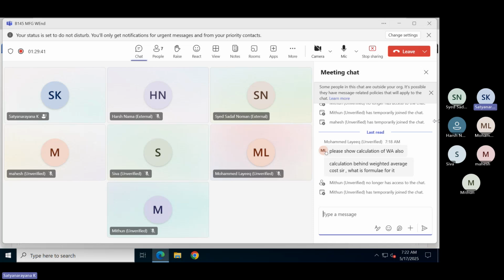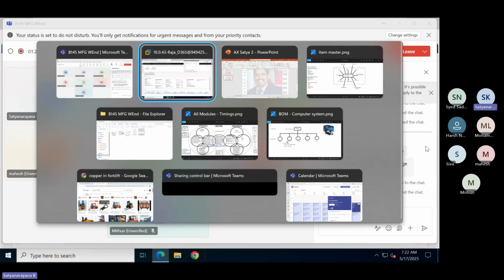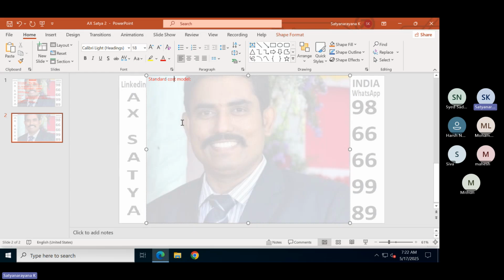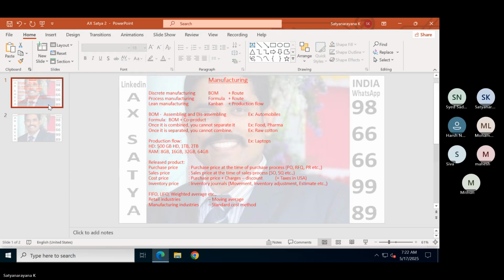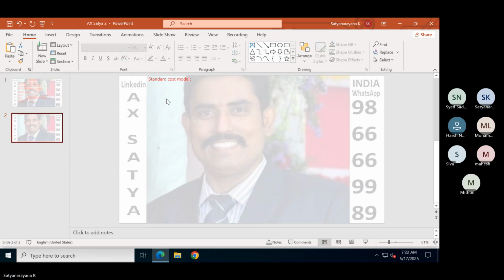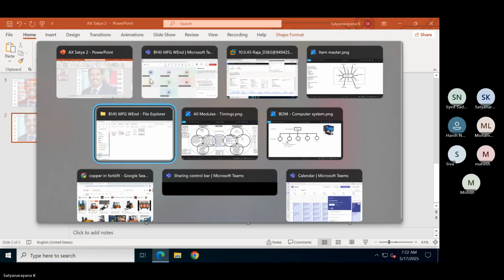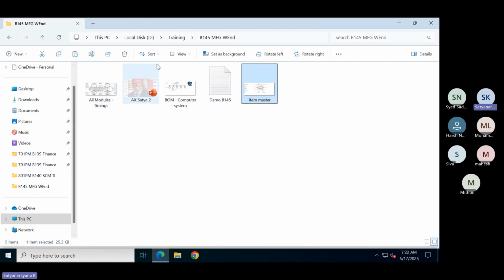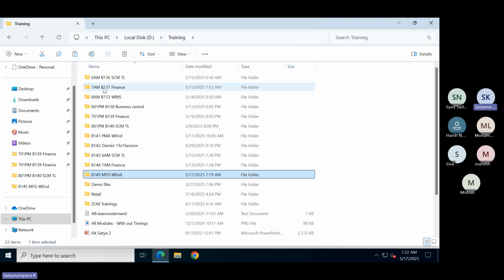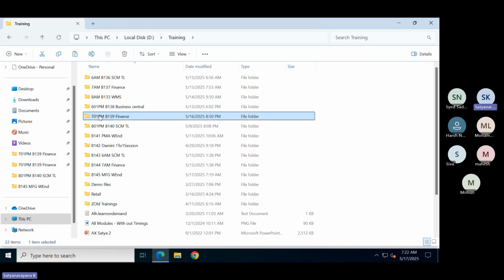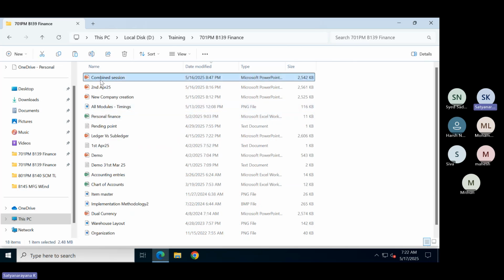So weighted average means the formula, if it is weighted average. One second. Give me a minute. I'll copy one file completely, the method, so that you can understand this batch combined session.